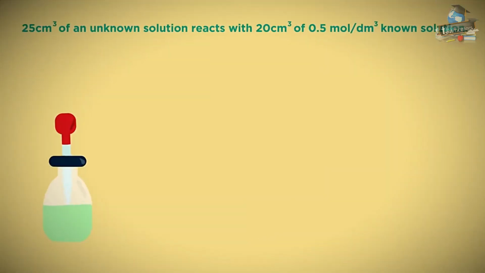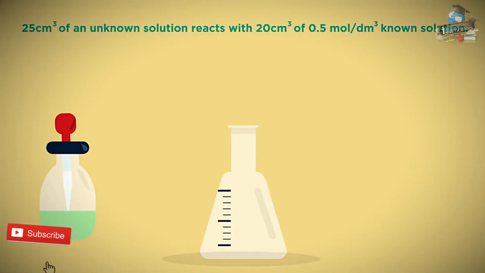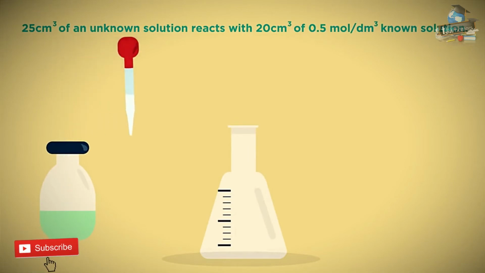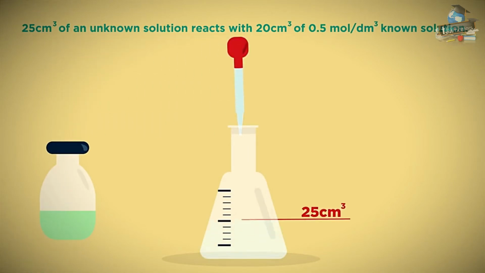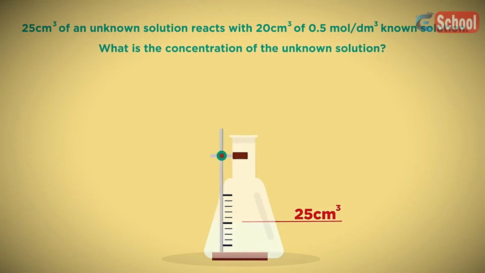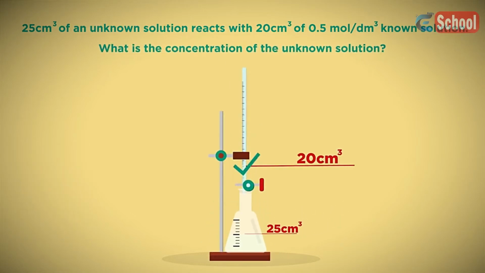So let's look at an example. We have carried out a titration. We started with 25 cubic centimeters of an unknown solution in the conical flask. We then added 20 cubic centimeters of the known solution of concentration 0.5 mol per cubic decimeter to complete the reaction. What is the concentration of the unknown solution?